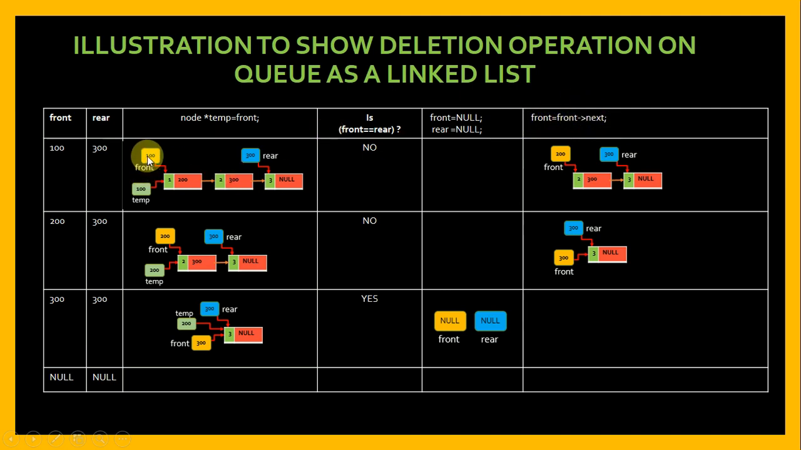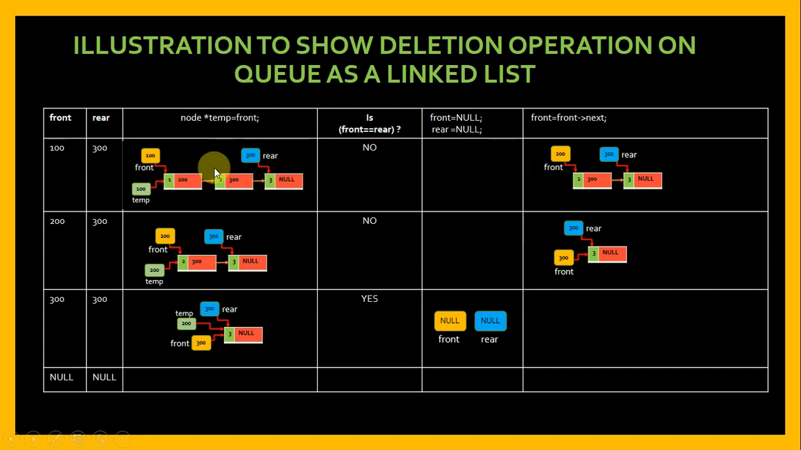Currently front is 100 and the next part of this node contains the address 200. So now front will contain 200, and rear will remain the same, 300. And temp, which was pointing to the first node, we will say delete. When we say delete temp, this node will be deleted from the memory. So this is how this works.